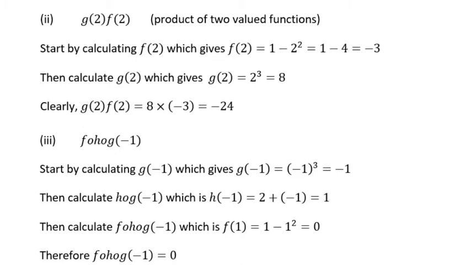Then we calculate f of h of g of minus 1, which is f of 1, which will give us 1 minus 1 squared, which is 1 minus 1, which will give us 0. Therefore, f of h of g of minus 1 is equal to 0.